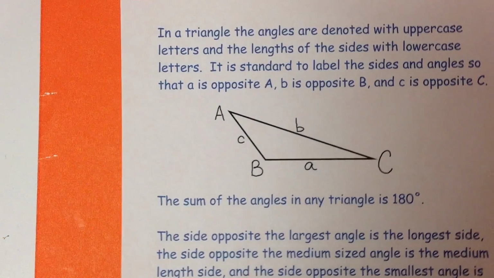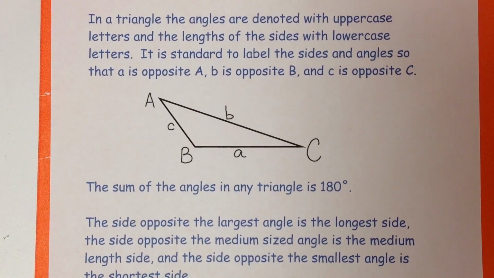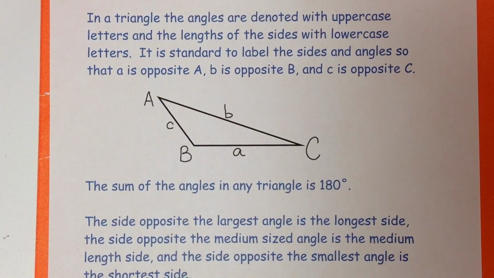Okay, another slide here, just some notes. Now this is going to a triangle, and basically just how do you typically go about labeling a triangle, because we'll work a lot with triangles. It says in a triangle the angles are denoted with uppercase letters. That's just the most common, so you can see at each of those corners I have the capital A, B, and C, because that would represent those angles. The length of the sides are typically done with lowercase letters, so you can see my lowercase a, b, and c. It is also standard to label the sides and angles so that side a is opposite angle A, side b is opposite angle B, and side c is opposite angle C.